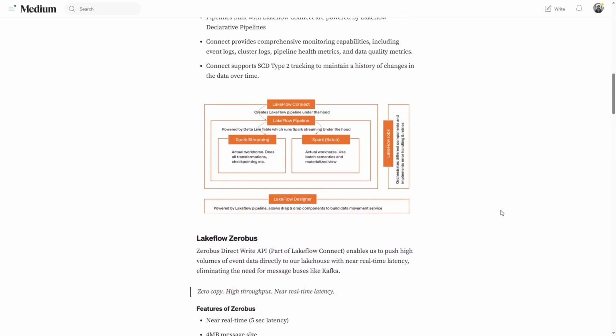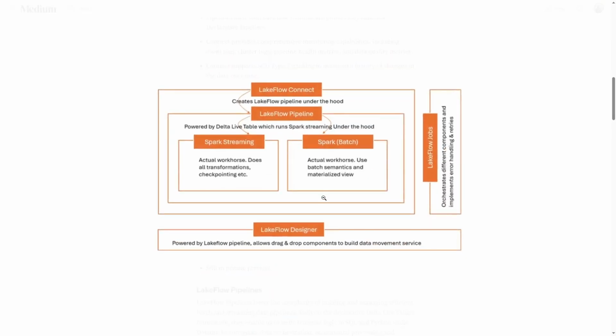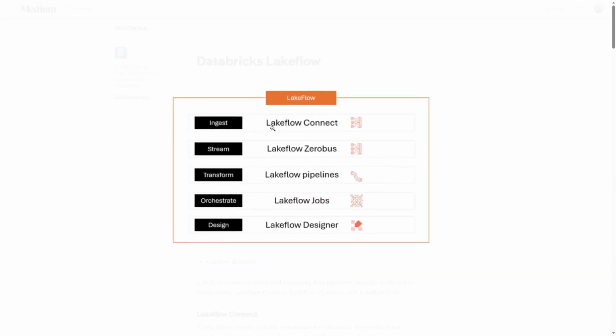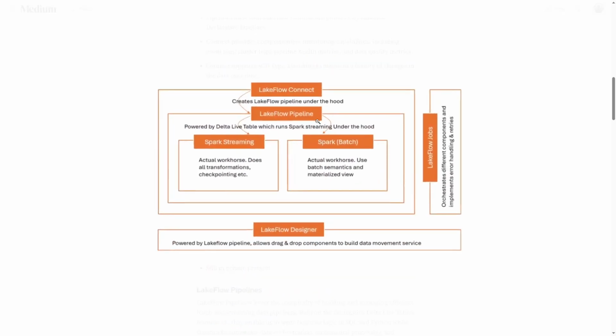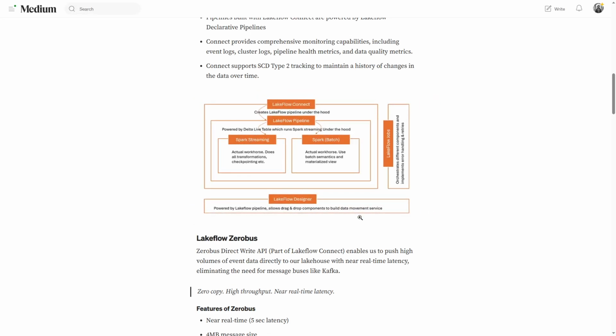This is one level deeper. If the earlier view was the ecosystem-level depiction of Databricks Lakeflow, this is one step down. Lakeflow Connect is built on top of Lakeflow pipelines, which is nothing but Delta Live Tables, which works on Spark streaming and Spark batch. Then we have Lakeflow jobs, which orchestrates these things. And then we have Lakeflow Designer, which we can use to build this ecosystem using a no-code tool. That is what this diagram is all about.